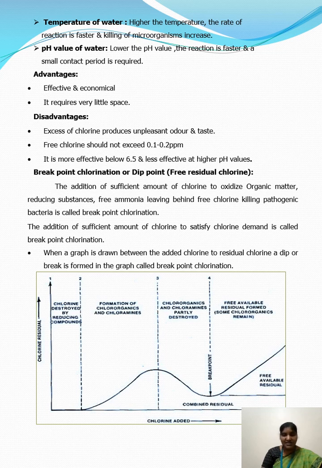So, as a good chemist, as a good industrialist, as a layman, anybody should know the amount of chlorine that needs to be added to water, because excess chlorine will definitely produce a lot of other difficulties. Practically, you probably cannot drink such water. So how much should this chlorine level be? Generally, the free chlorine should not exceed 0.1 to 0.2 ppm. It is more effective below pH 6.5 and less effective at higher pH values.